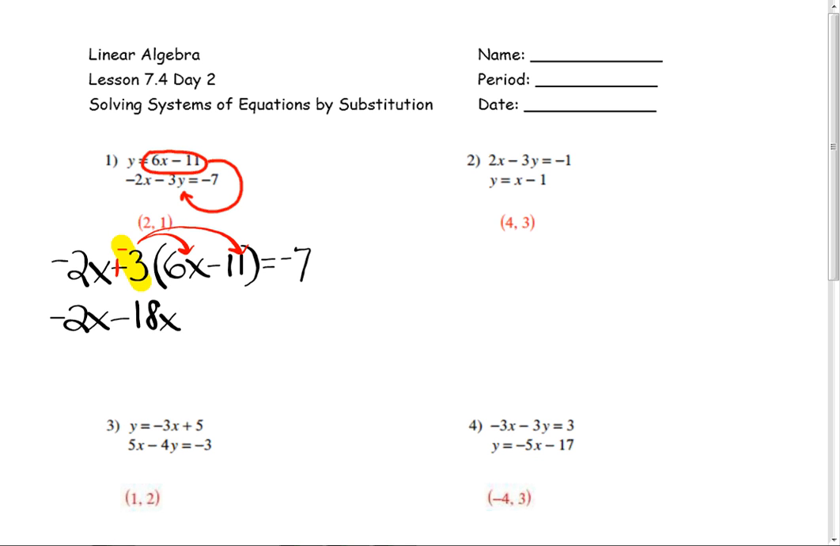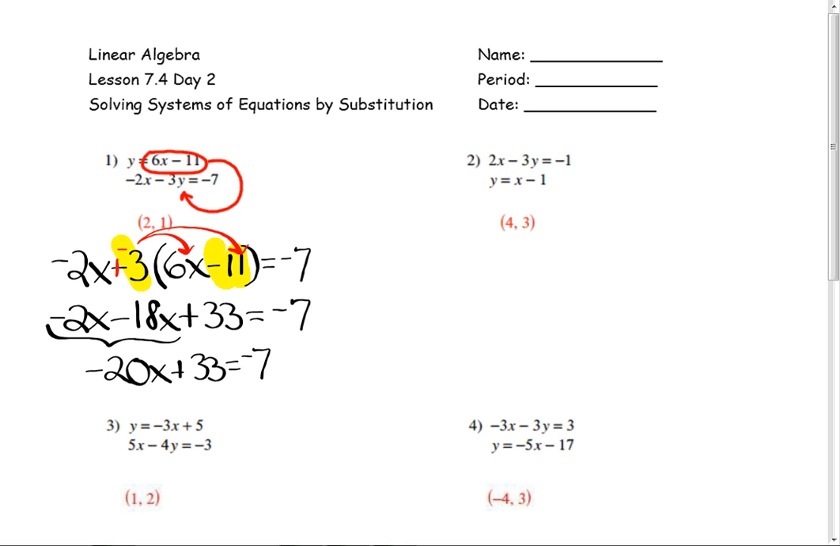It's a negative 3 times a negative 11. So is it negative or positive? It's positive. See why I'm going slowly? Because there's a lot of places to make little mistakes. Plus 33 equals negative 7. Now, we should know how to do this. That's right, Jake. You're going to add the x's. What are we going to get? What's a negative 2 plus a negative 18? Use a calculator if you need to. Negative 20x plus 33 equals negative 7.